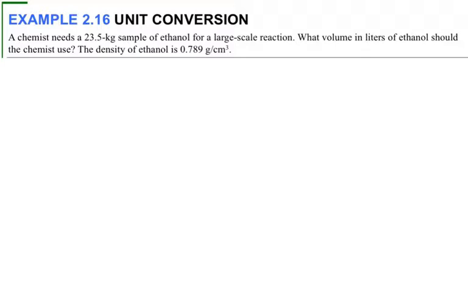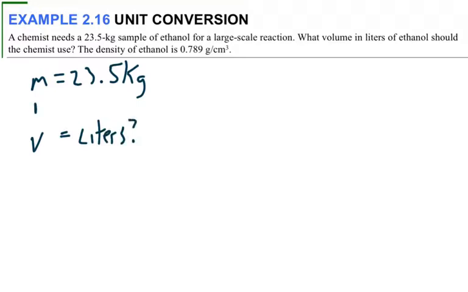So here we have a chemist needs a 23.5 kilogram sample. So that sounds like mass to me. I look at the next sentence and it looks like they're looking for the volume, but they want it in liters. Now, they do give you the density of ethanol, which is 0.789 grams per cubic centimeter. Now, we've done a problem like this already where to find the volume, you simply get the mass over the density.